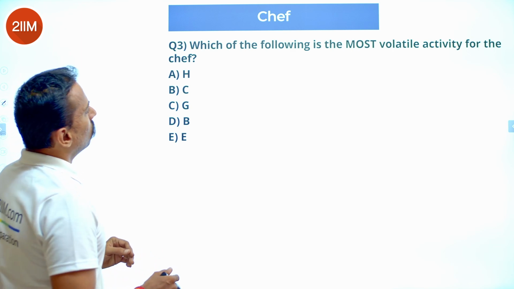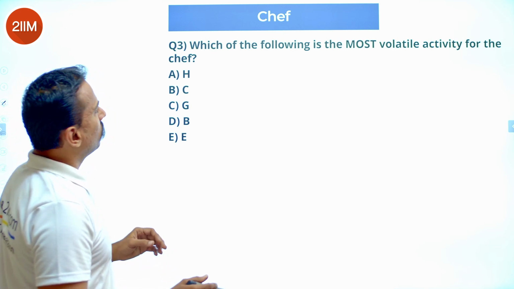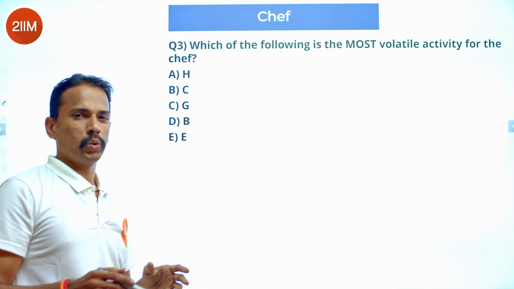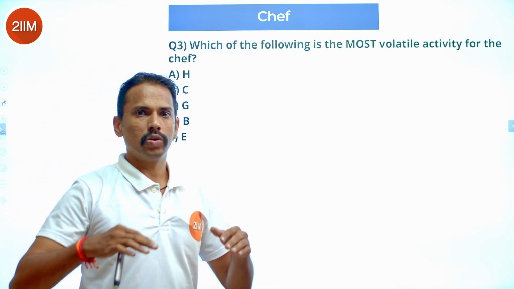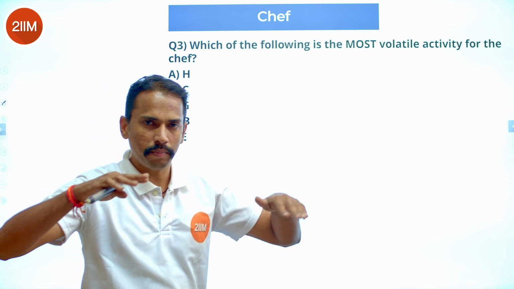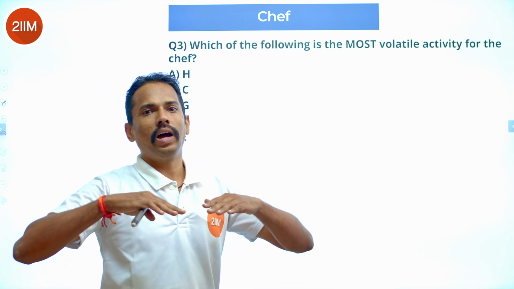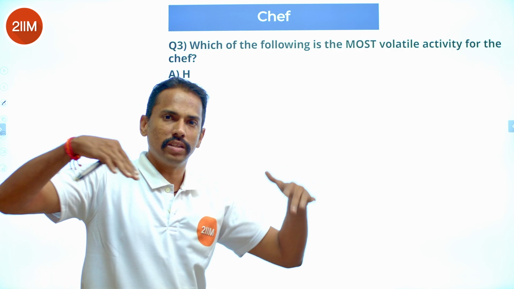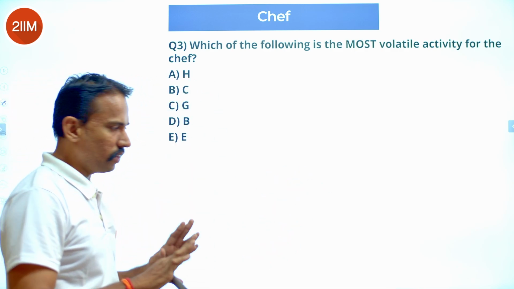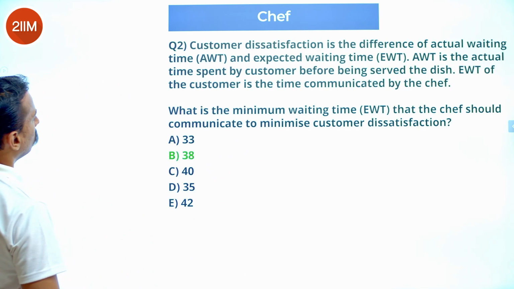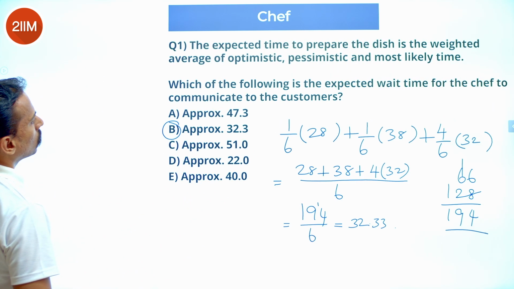Question number 3. Which of the following is the most volatile activity for the chef? Most volatile. What do I mean by that? Which activity will have so many changes going on in the time taken? It will undergo sudden changes, so many changes. So which among these activities is going to be such a volatile activity? Fine. Yes. We'll come back. We'll test that. Going back to the table.